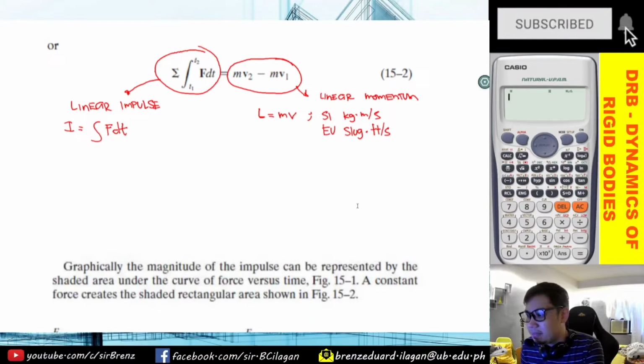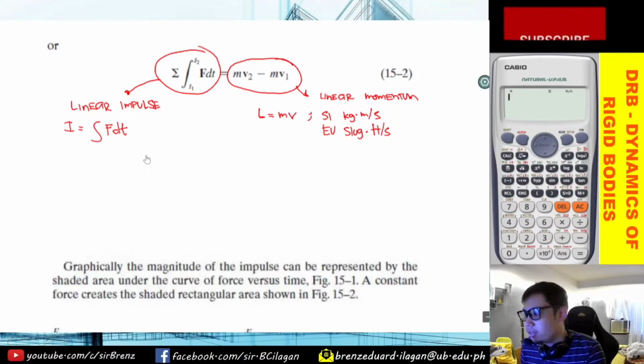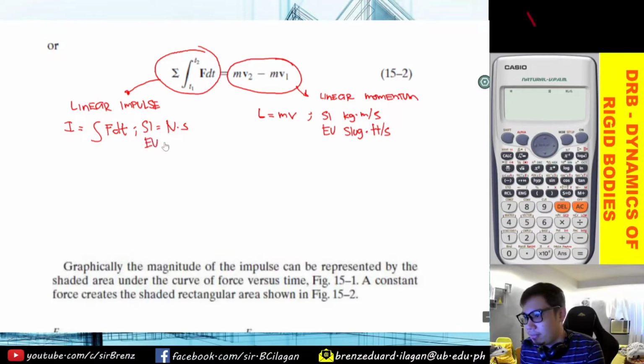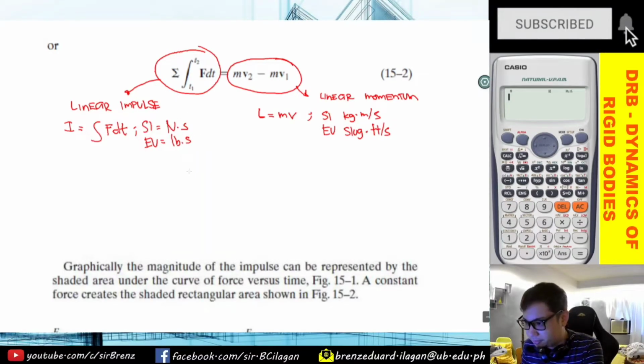Since time is a positive scalar, the impulse acts in the same direction as the force, and its magnitude has a unit of force times time. If you're going to consider the SI units, that is force times time, so that will be newton-second. And if you're going to consider the English units, the unit can be pound-seconds. Depending on the units, it could also be in seconds or minutes.